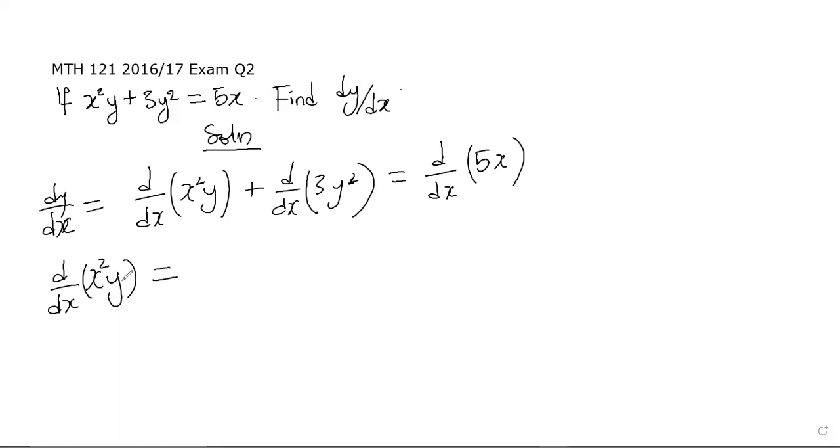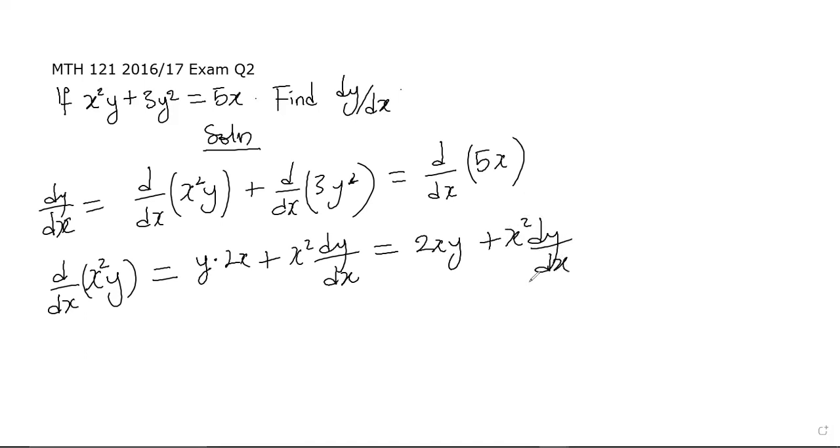Now this, you use the product rule to differentiate. So using the product rule, first I keep y constant and differentiate x squared. That would be 2x, then plus I keep x squared constant and differentiate y. You differentiate y to give you dy/dx. So for this particular term here, we get 2xy plus x squared dy/dx.